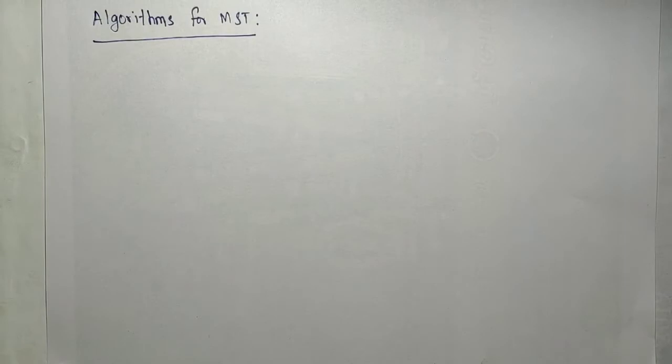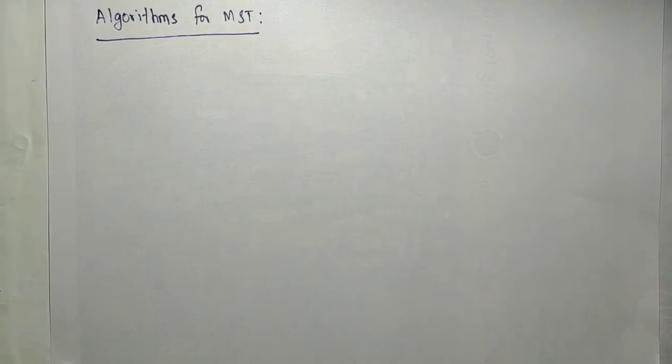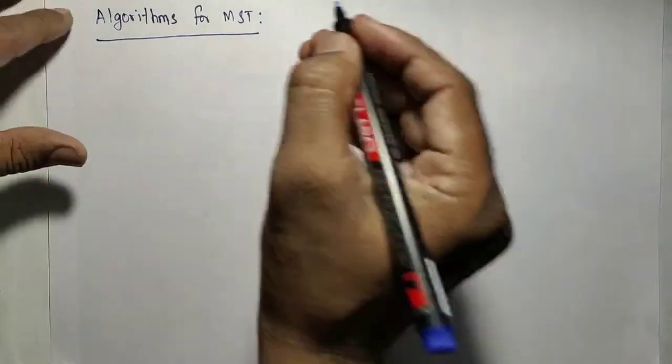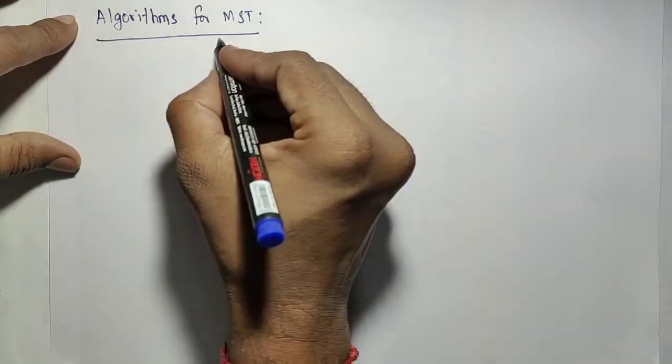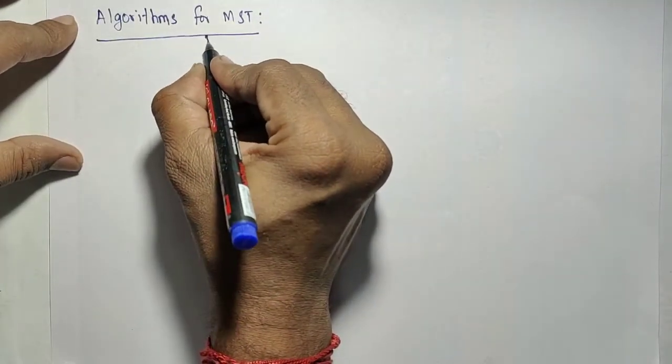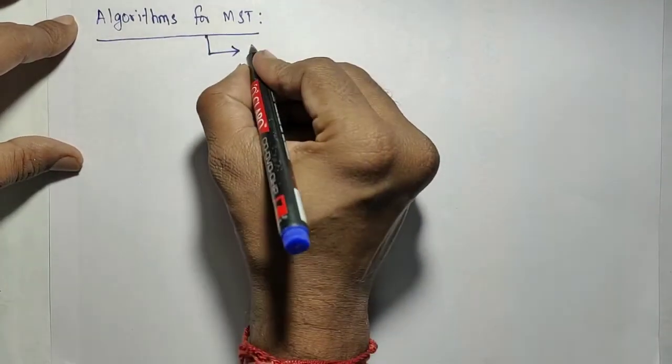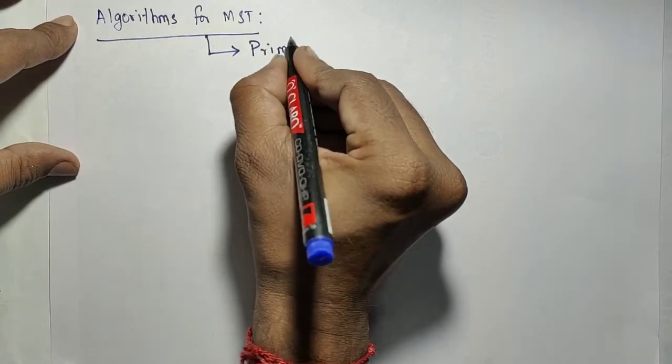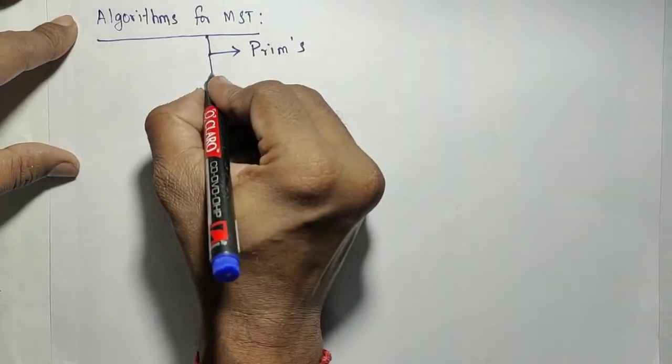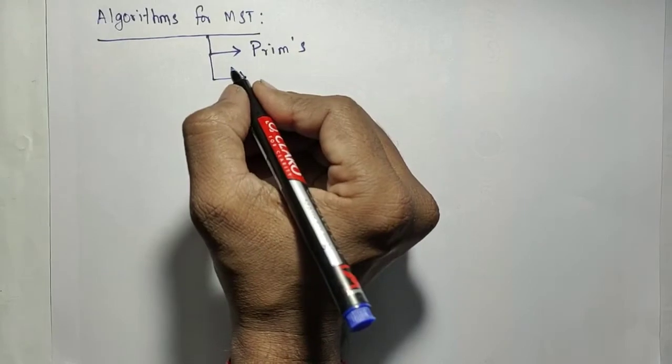The next topic is the algorithms for the minimum spanning tree. We can find the minimum spanning tree by using Prim's algorithm or by using the Kruskal algorithm.